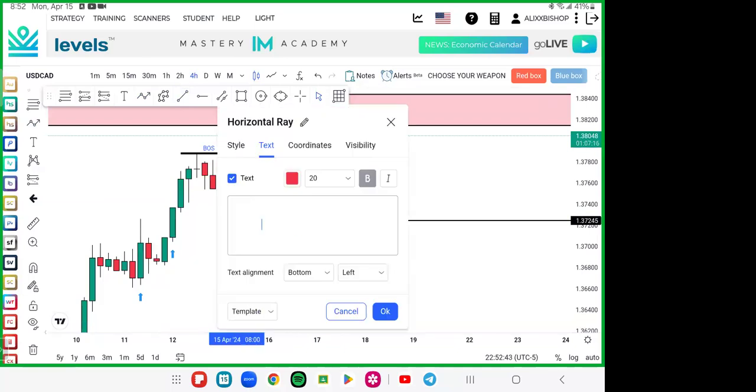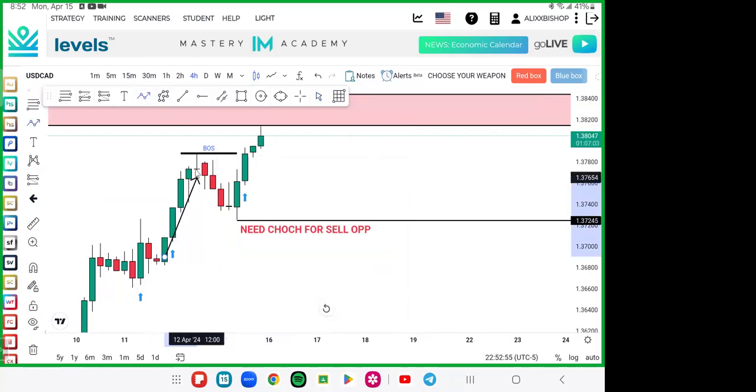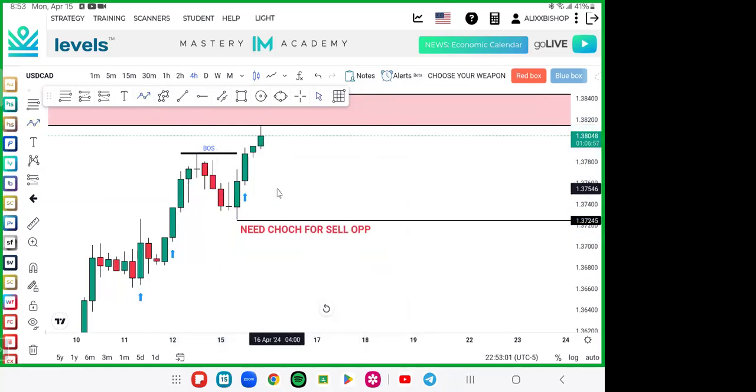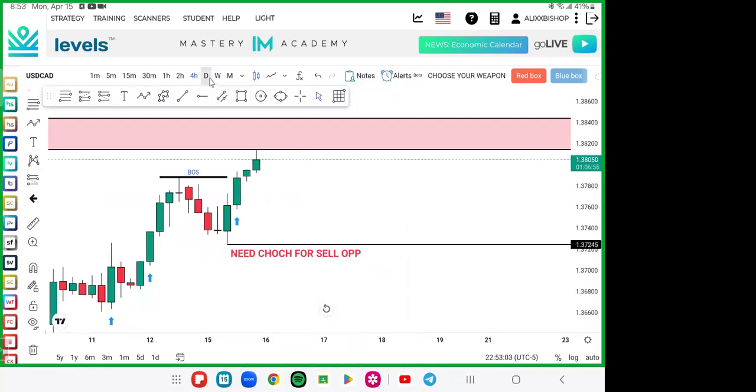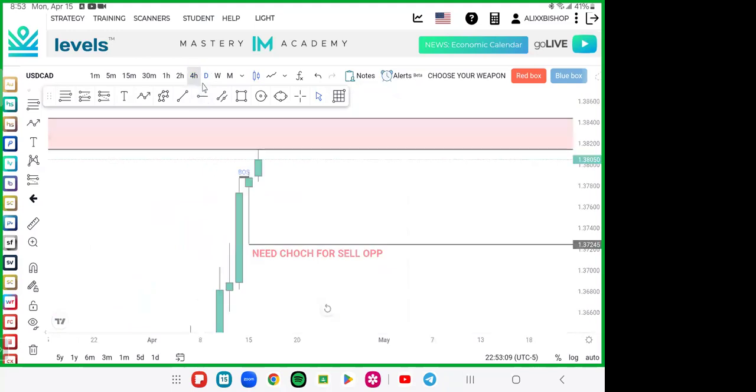Right now we need this change of character. Awesome. Right. So cool. We're locked and loaded. If we can get this change of character, we got left shoulder, head, change of character. Now let's start looking for some sell opportunities, right? This is the 4-hour time frame. And if I go up to the daily, there is no structure right there, but that's okay.